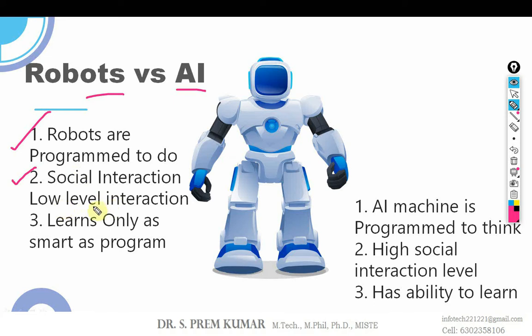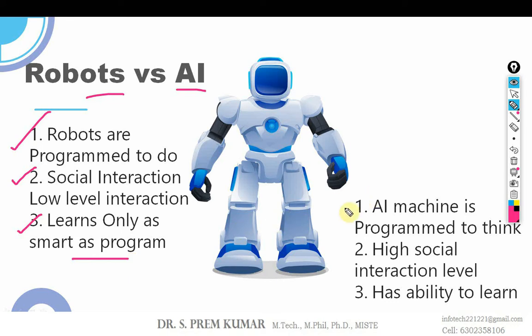Social interaction with robots is at a low level. A robot learns only as smart as its program. We develop the program and put it inside, and as per the instructions of the program, the robots will work. This is the outline of robotics.